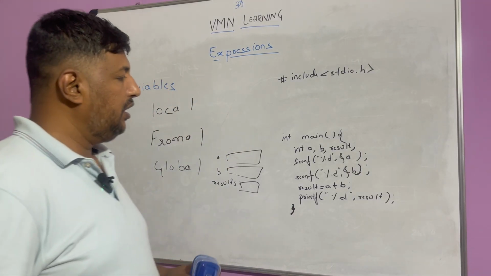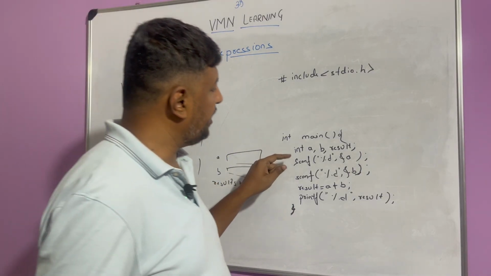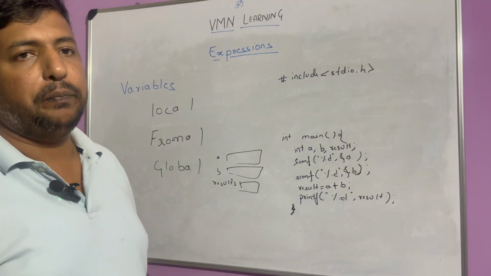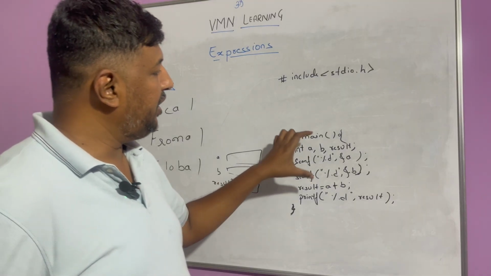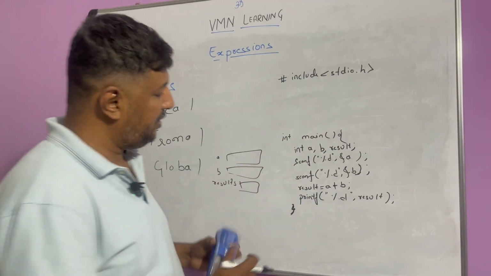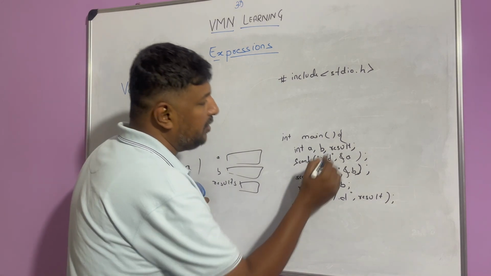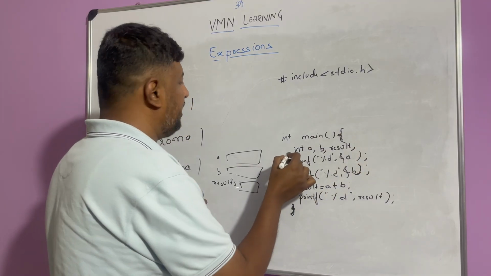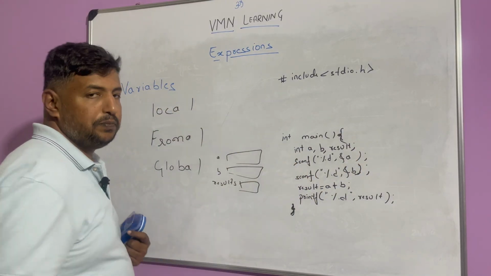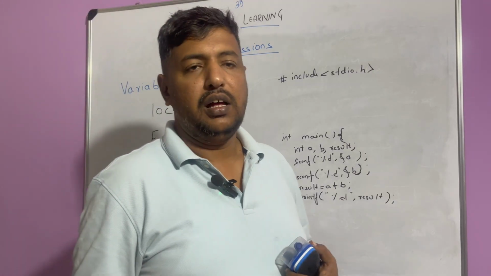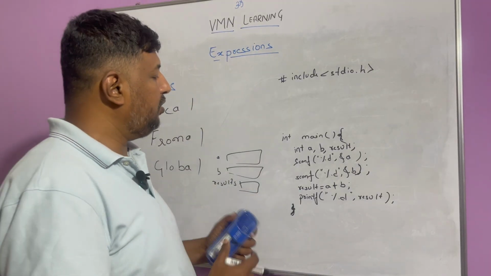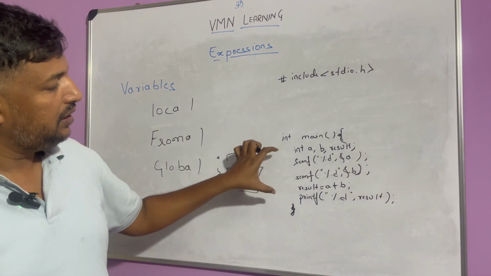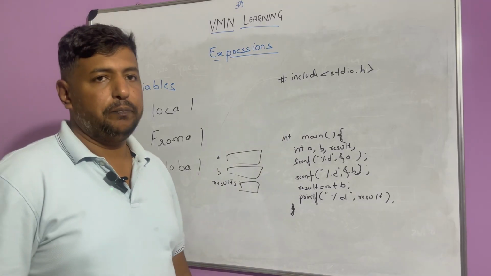Here you can see these integers a, b, and result are within this main program, within these curly brackets. They are accessible only within these curly brackets. Hence, they are called local variables. Now consider a scenario where you want to use this multiple times in your program.